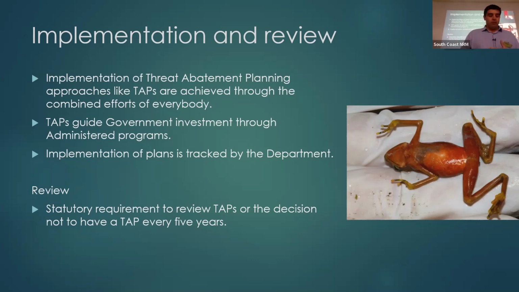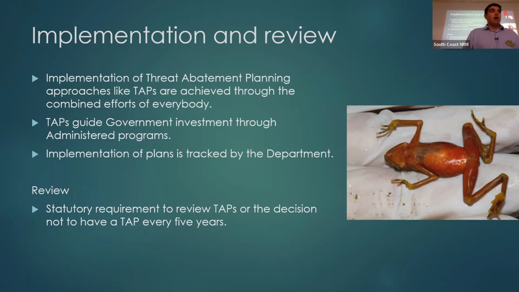There's also a requirement for us under section 279 of the Act to review threat abatement plans or the decision not to have a threat abatement plan. And so this has happened at intervals of no more than 5 years, or the minister can decide to do it at any point in the life of a plan. And the purpose of the review is to assess the actions that have been undertaken to abate the threat, as identified through the actions, goals, objectives of that threat abatement plan. And it's really an opportunity to reflect on the progress and challenges that have been encountered.